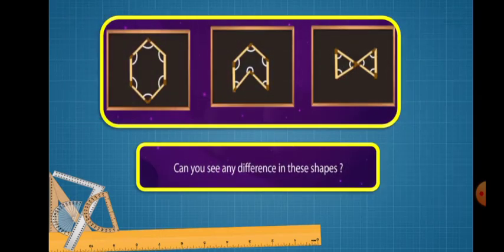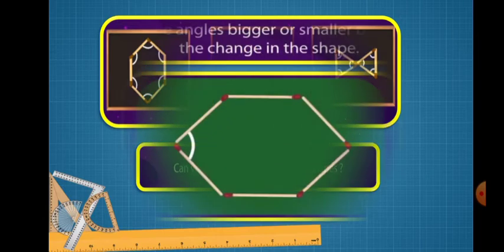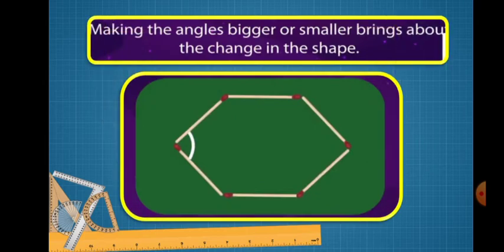Can you see any difference in these shapes? These shapes are formed by 6 matchsticks. You can observe the markings of the angles inside these shapes. Making the angles bigger or smaller brings about a change in the shape. Yes, in this shape, the sides are joined together. If the sides are joined closer together, you can observe smaller angles inside the shape. If the sides are joined farther away from each other, you can observe bigger angles.